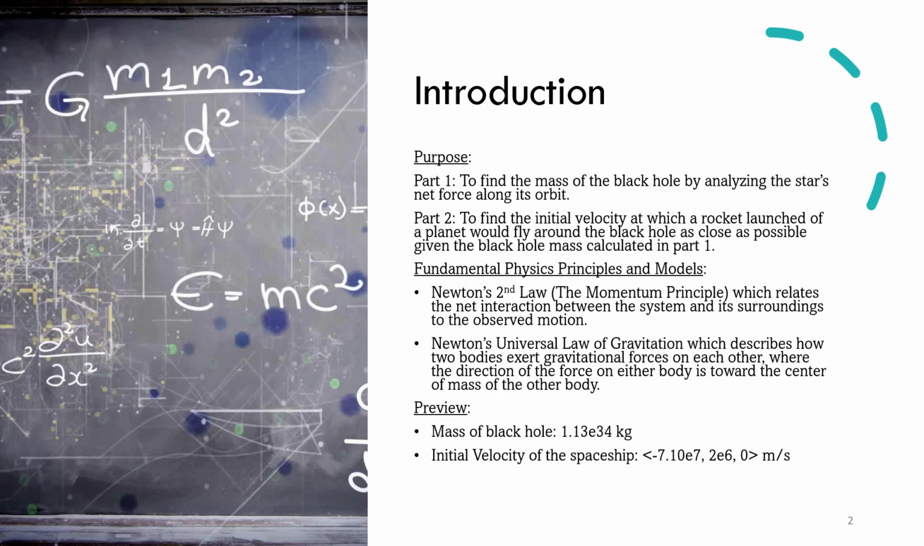In Part 1, the purpose of this lab is to find the mass of the black hole by analyzing the star's net force along its orbit, and in Part 2 to find the initial velocity at which a rocket launched off a planet would fly around the black hole as close as possible without crashing or being sucked in, given the black hole mass calculated in Part 1.